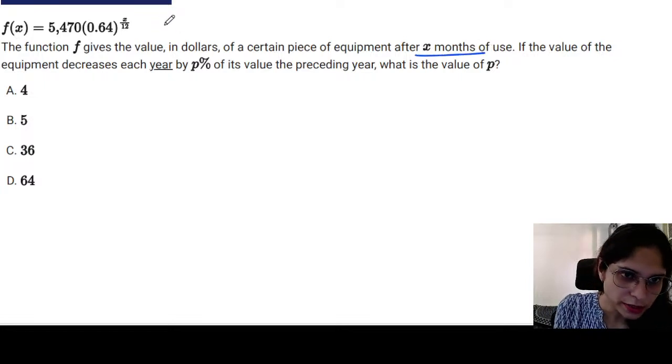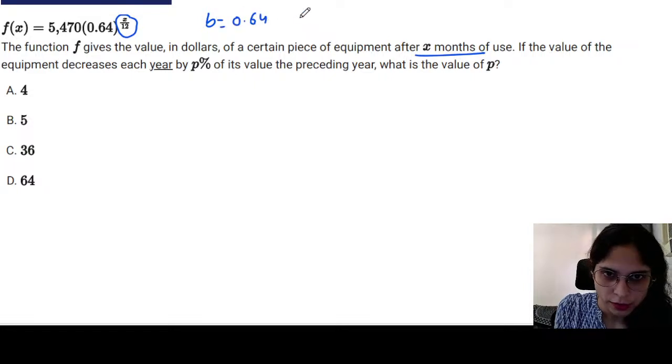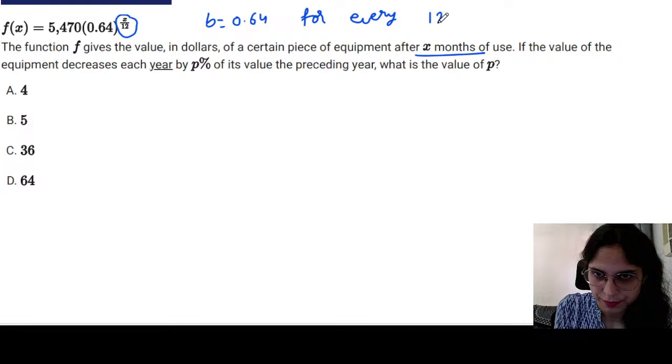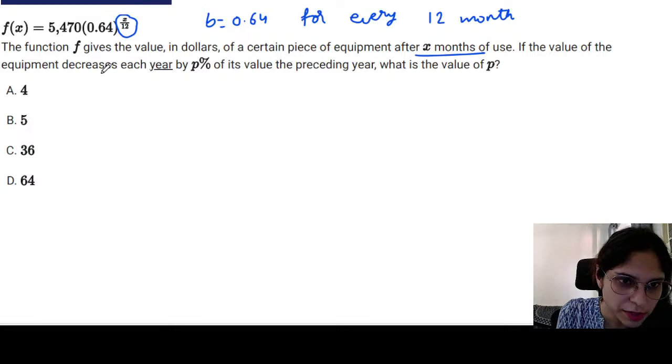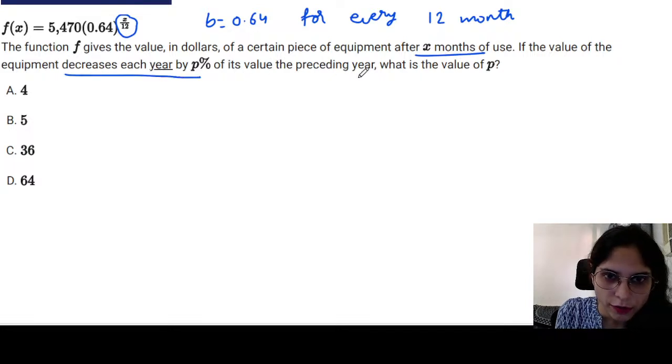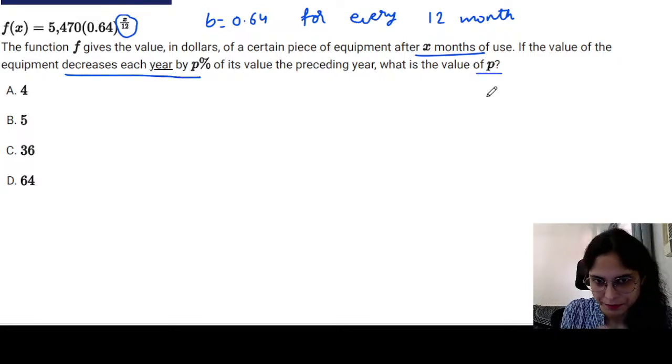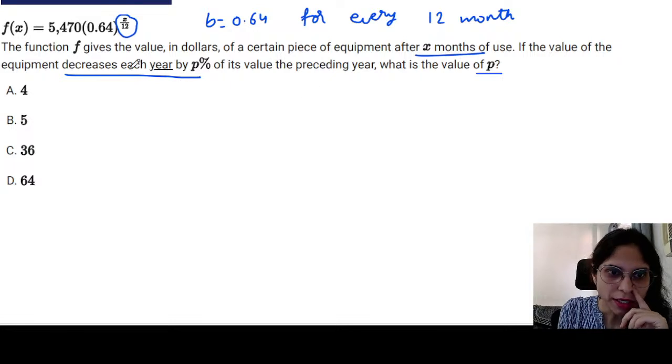And by just looking at the equation, you can see that B is 0.64 for every 12 months. If the value of equipment decreases each year by P% of its value preceding year, what is the value of P? So they're talking about each year, that means they're talking about 12 months.